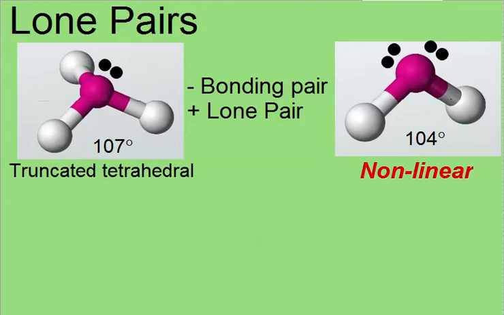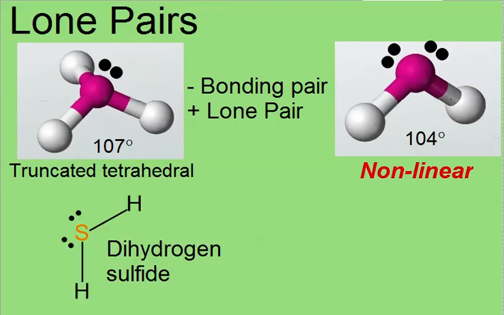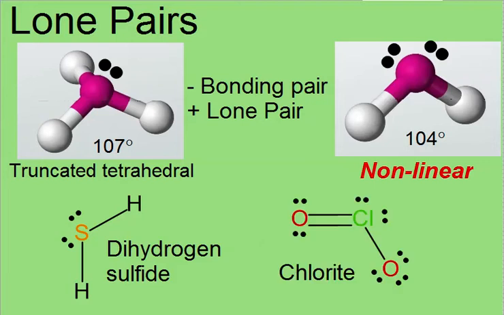And again, we've looked at molecules with this design. Dihydrogen sulfide, 2 bonds and 2 lone pairs to give us non-linear, and the chlorite ion, ClO2 1-, 2 lone pairs and 2 bonds, creating that non-linear shape with an angle of 104 degrees between the remaining bonds.